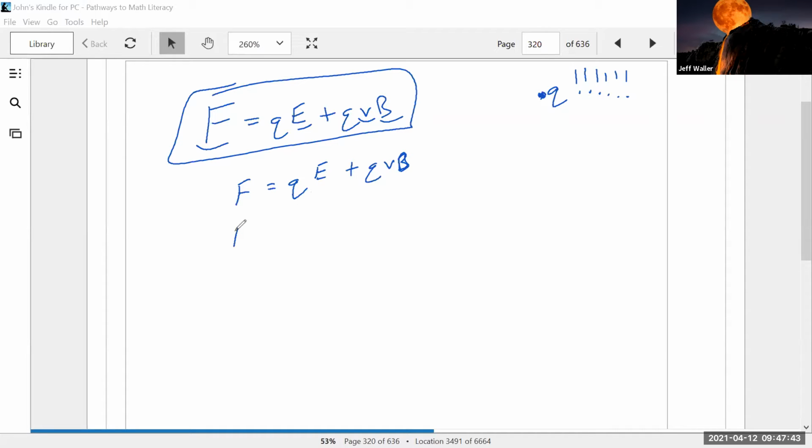I'll show you what you can do. If I add Q plus Q, that's... no. Are these like terms? No. If I had QE plus QE, I could make that 2QE and there'd be no problem. But I don't have that. I've got QE and I've got QVB. I've got no like terms. But can't I undistribute the Q?